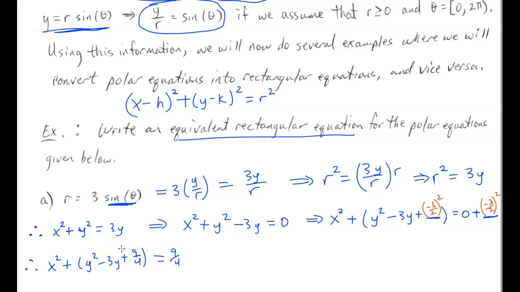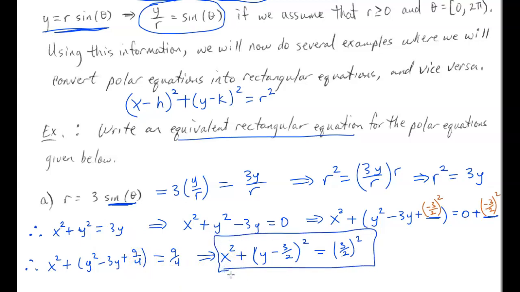Okay. And note here that y squared minus 3y plus 9/4 is going to factor into y minus 3/2 quantity squared. And this 9/4, you could keep it that way, or you could rewrite it as 3/2 quantity squared. And so in this form, we not only have it in rectangular form, but we realize that this is a circle where its center is at the point (0, 3/2), or (0, 1.5), and that its radius is 3/2, or 1.5. So we could take that information and actually graph this equation if we wanted to.